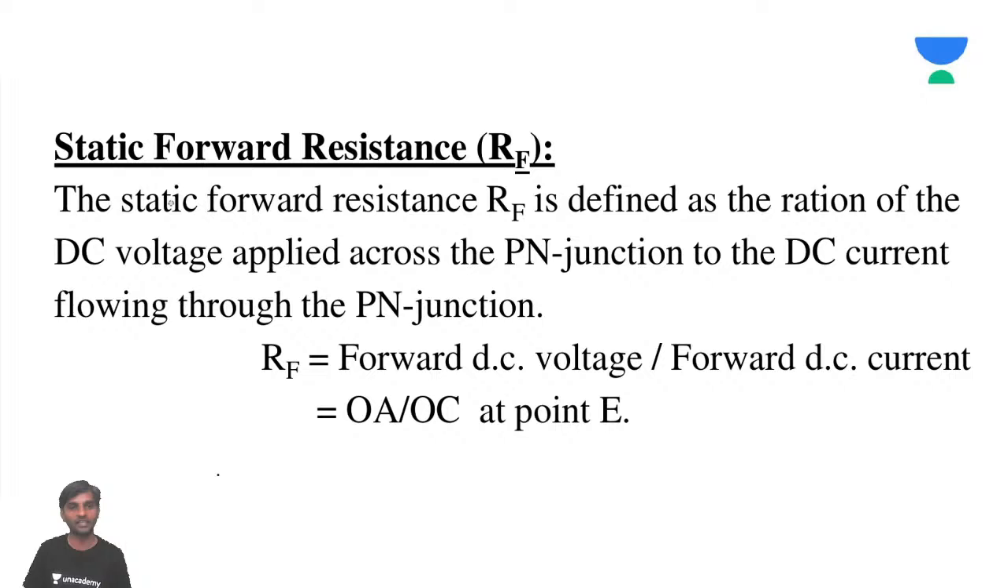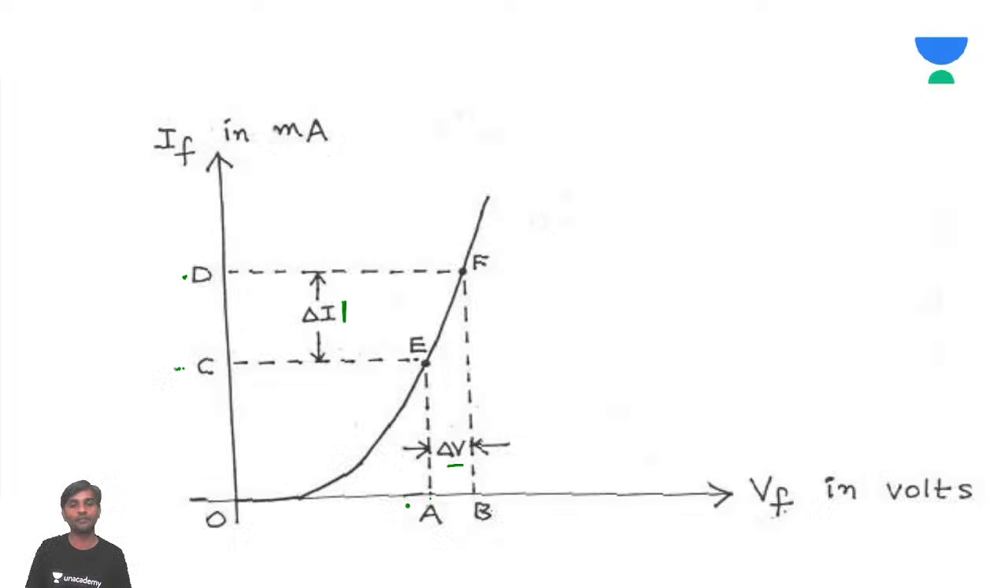Before that, we'll discuss static resistance. The static resistance RF is defined as the ratio of the DC voltage applied across the PN junction to the DC current flowing through the PN junction. You can take any point. Consider a point E. So OA is the voltage applied and OC is the current you got, or OB is the voltage applied and OD is the current you got.